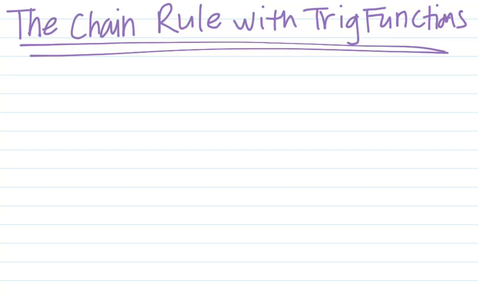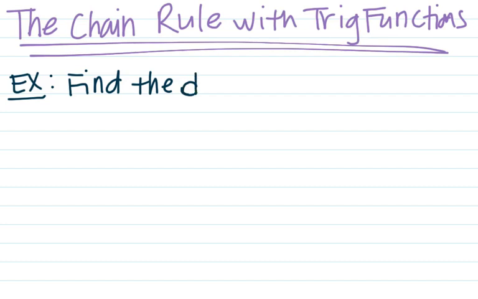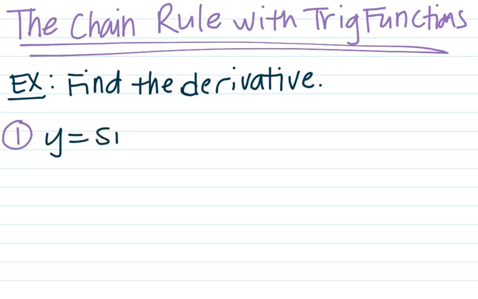Okay, so now that we've covered some basics with the chain rule, we're going to take it up a notch and work with some trig functions as well. So for each of our examples in this video, you're going to find the derivative. Alright, so for number 1, we're going to look at the function y equals sine squared x.